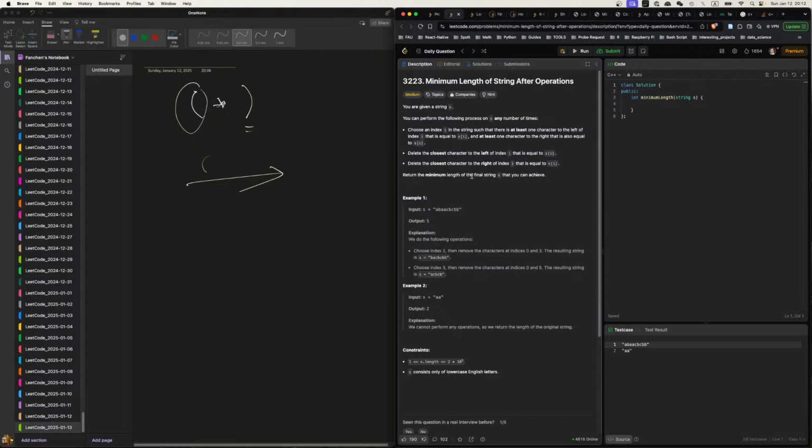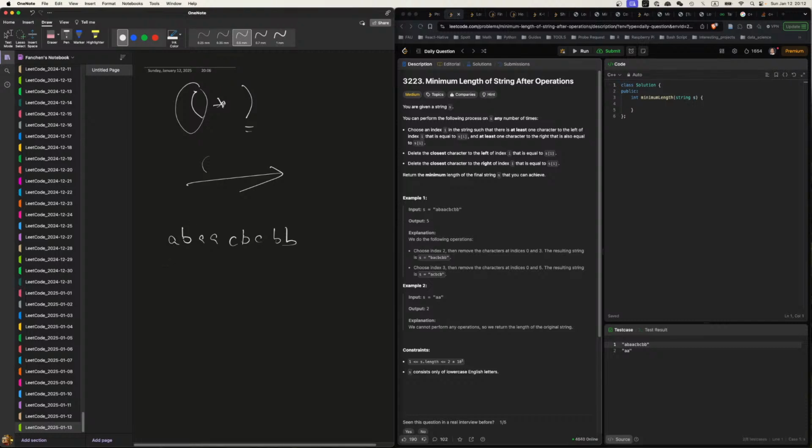Return the minimum length of the final string that you can achieve. So let's go through this example: A, B, A, C, B, C, B, B. Choose index I such that there is at least one to the left and one to the right, and you can delete them. Delete the closest.